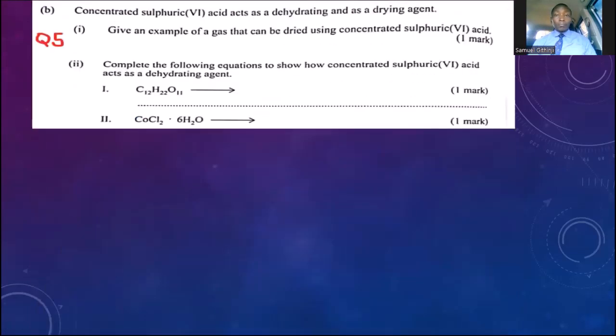Part B, concentrated sulfuric acid acts as a drying and a dehydrating agent. You give an example of a gas that can be dried using sulfuric 6 acid. Then you complete these two reactions. That is it.